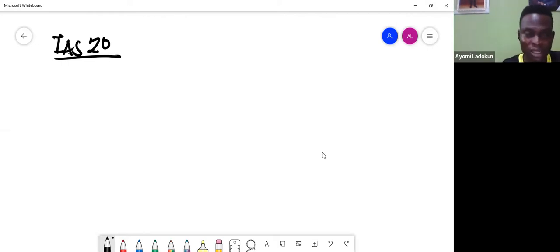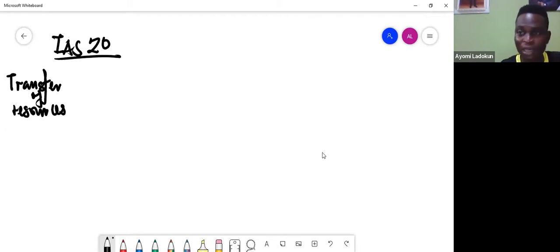Now, two things in that definition. One is transfer of resources. Transfer of what? Resources. So that's the first thing. So when government is transferring resources, it can be in two ways.